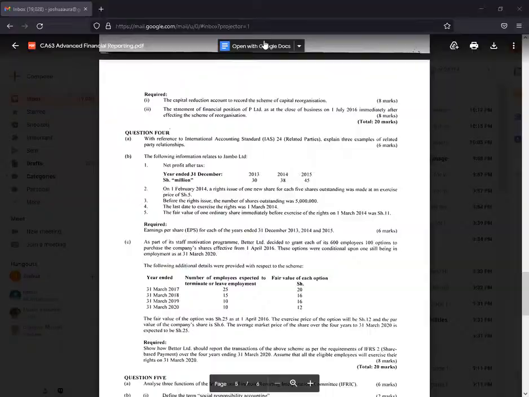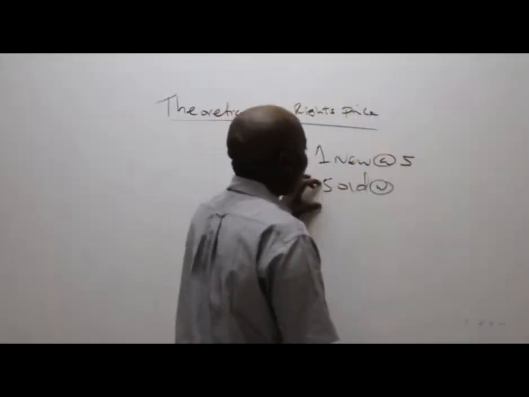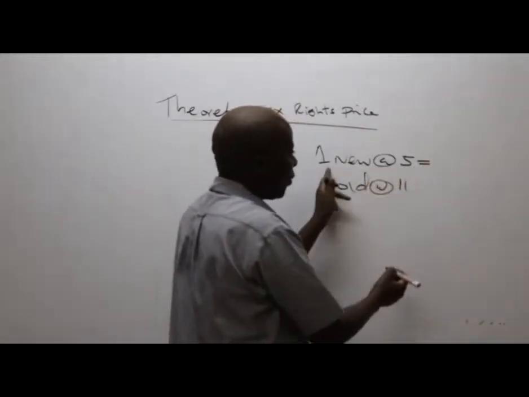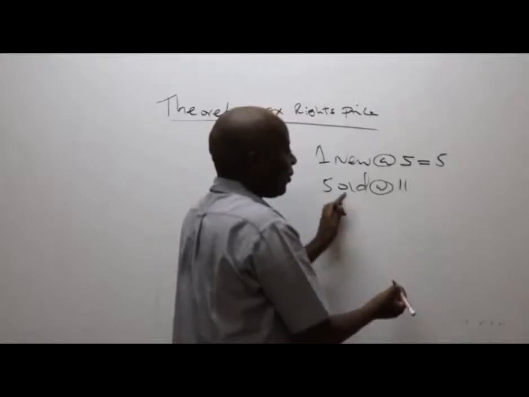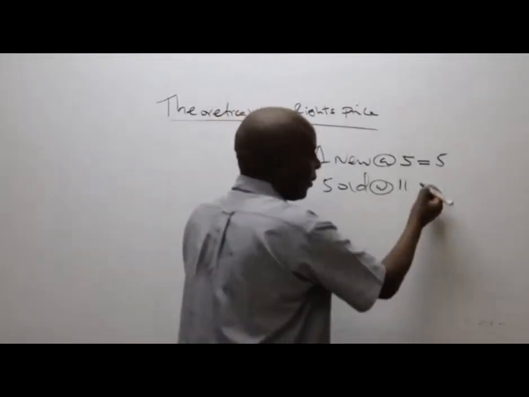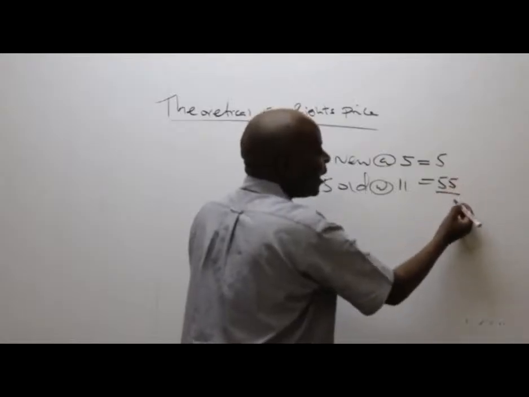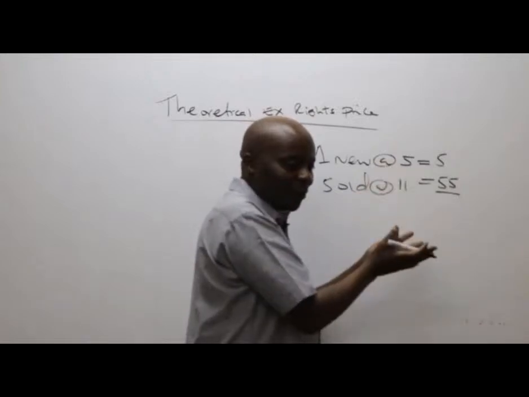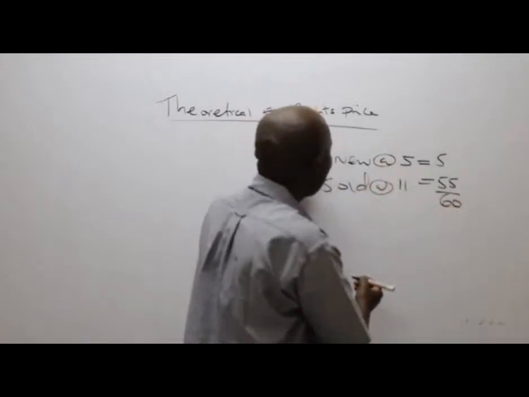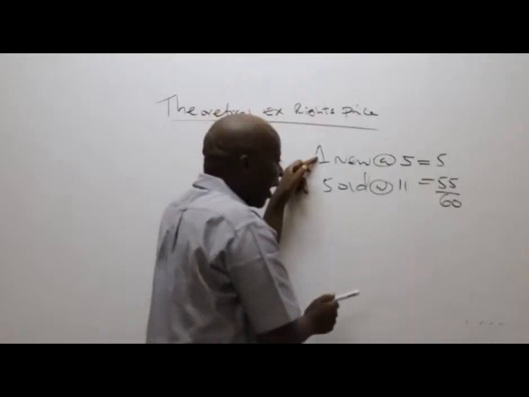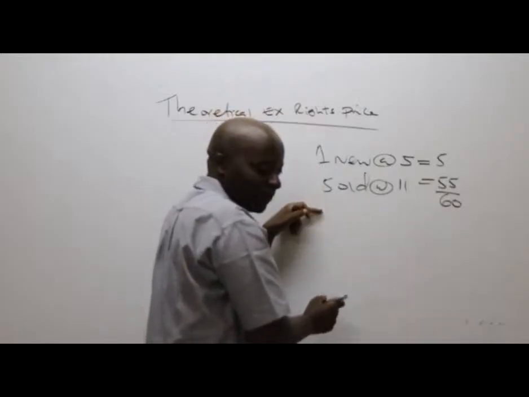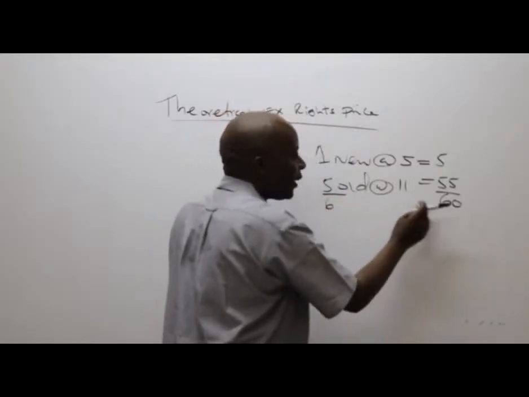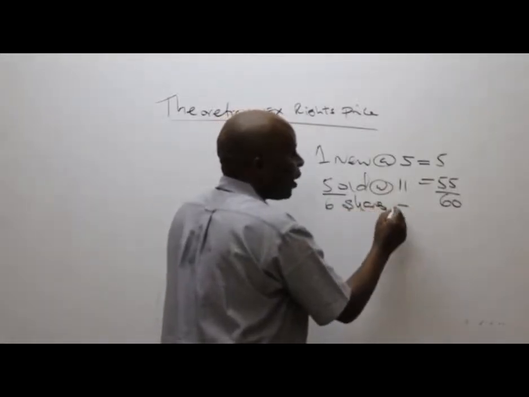So ladies and gentlemen, listen to me very well. 1 new is 5. 5 old, each one is going for 11. So 1 times 5 gives me 5. 5 times 11 gives me 55. So the total bundle will be worth 60. And how many shares do we have in total? 6. So we are saying that 6 shares are worth 60 bob.